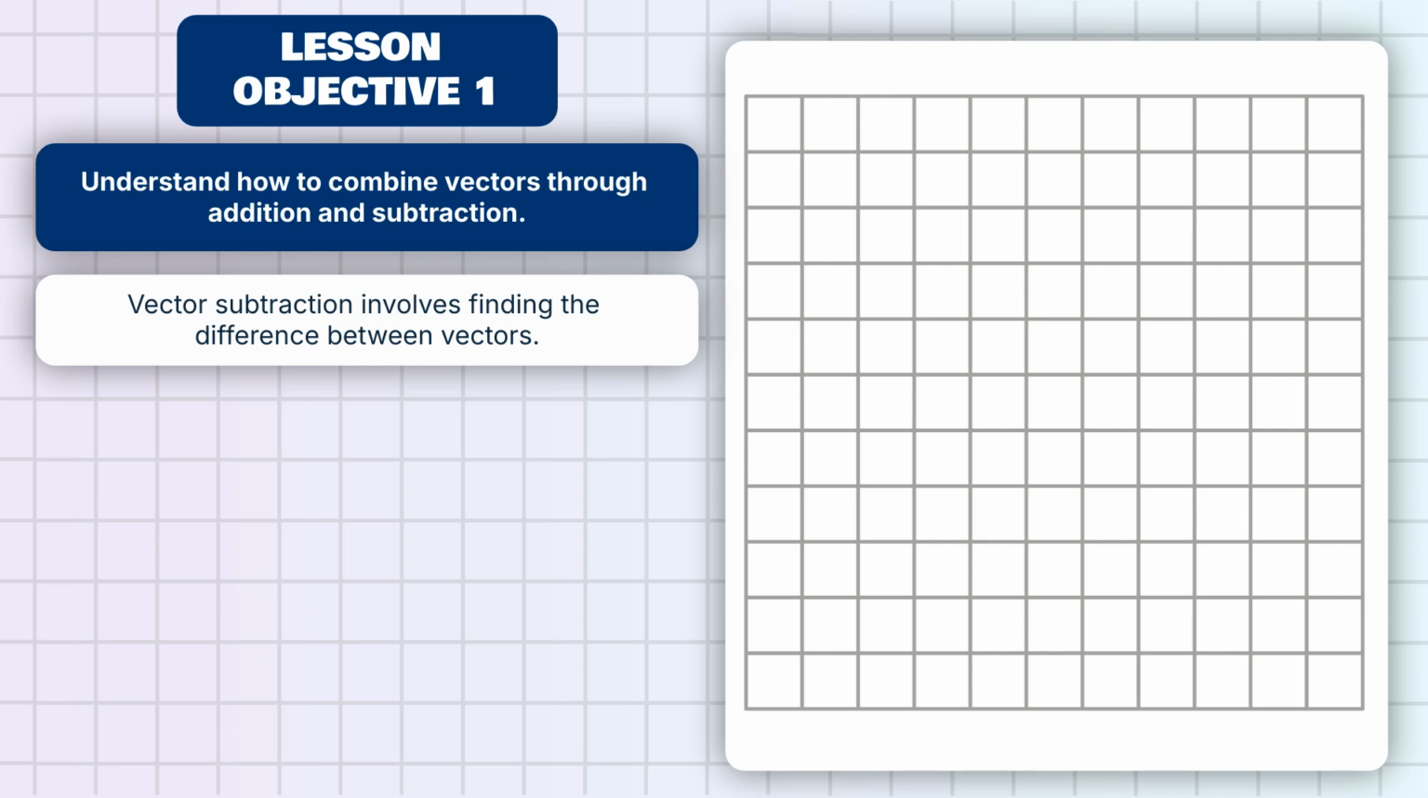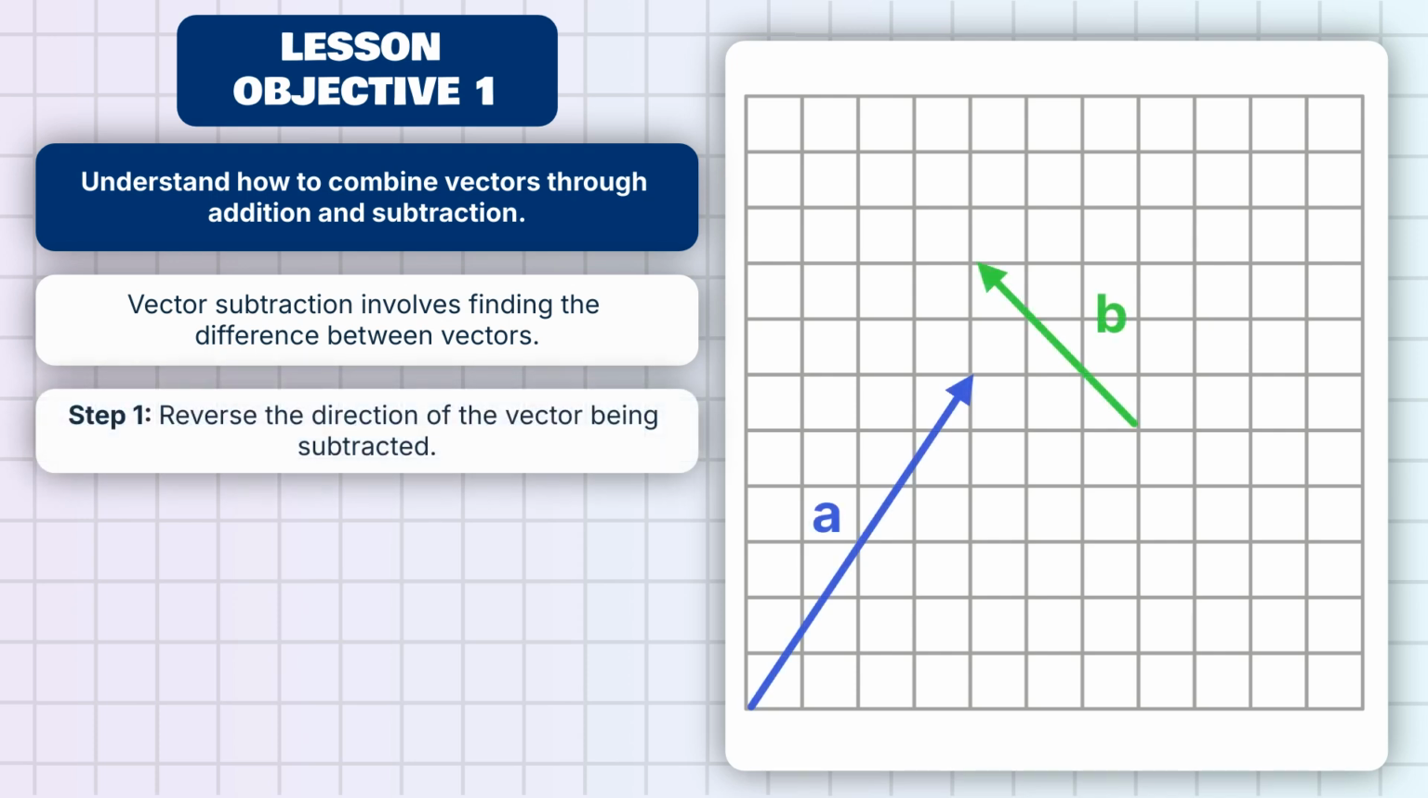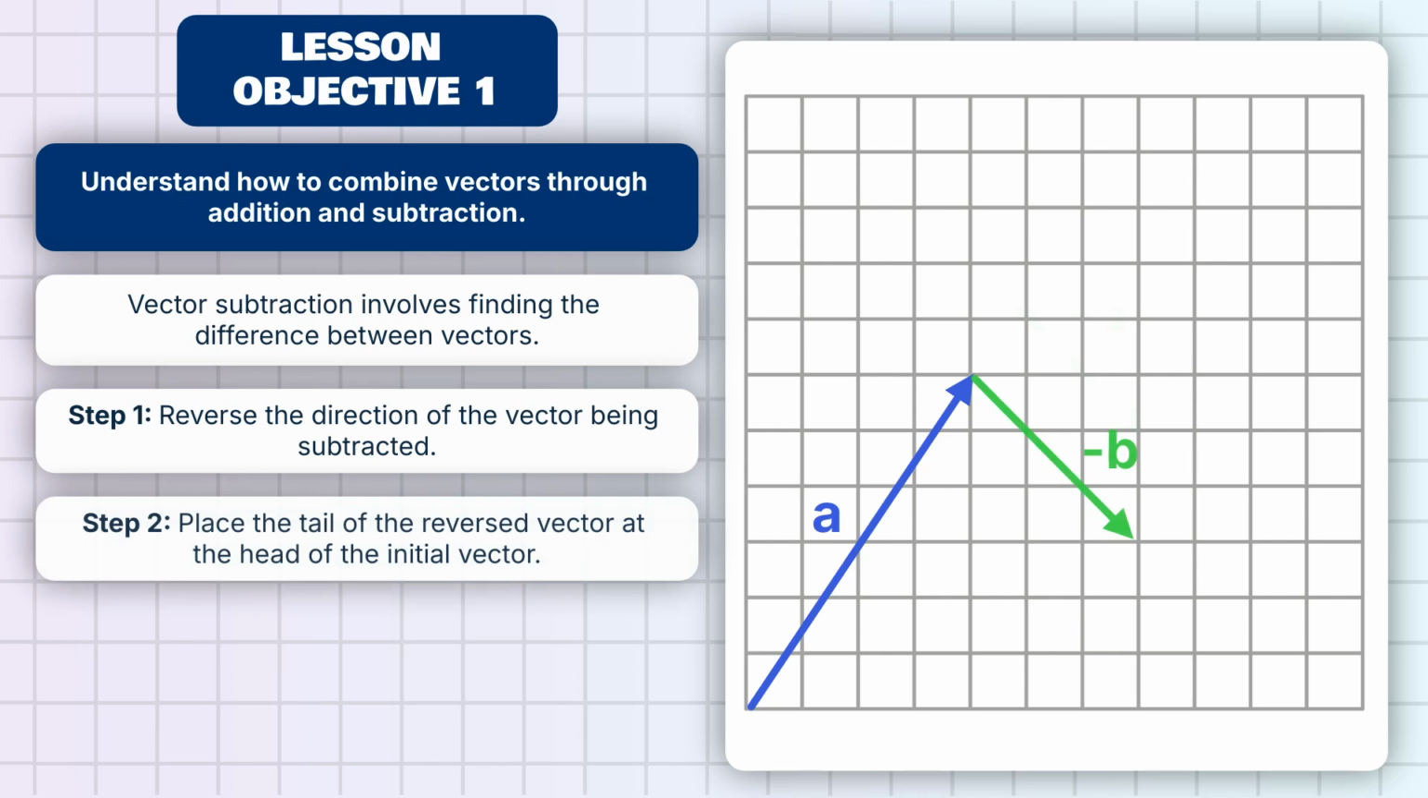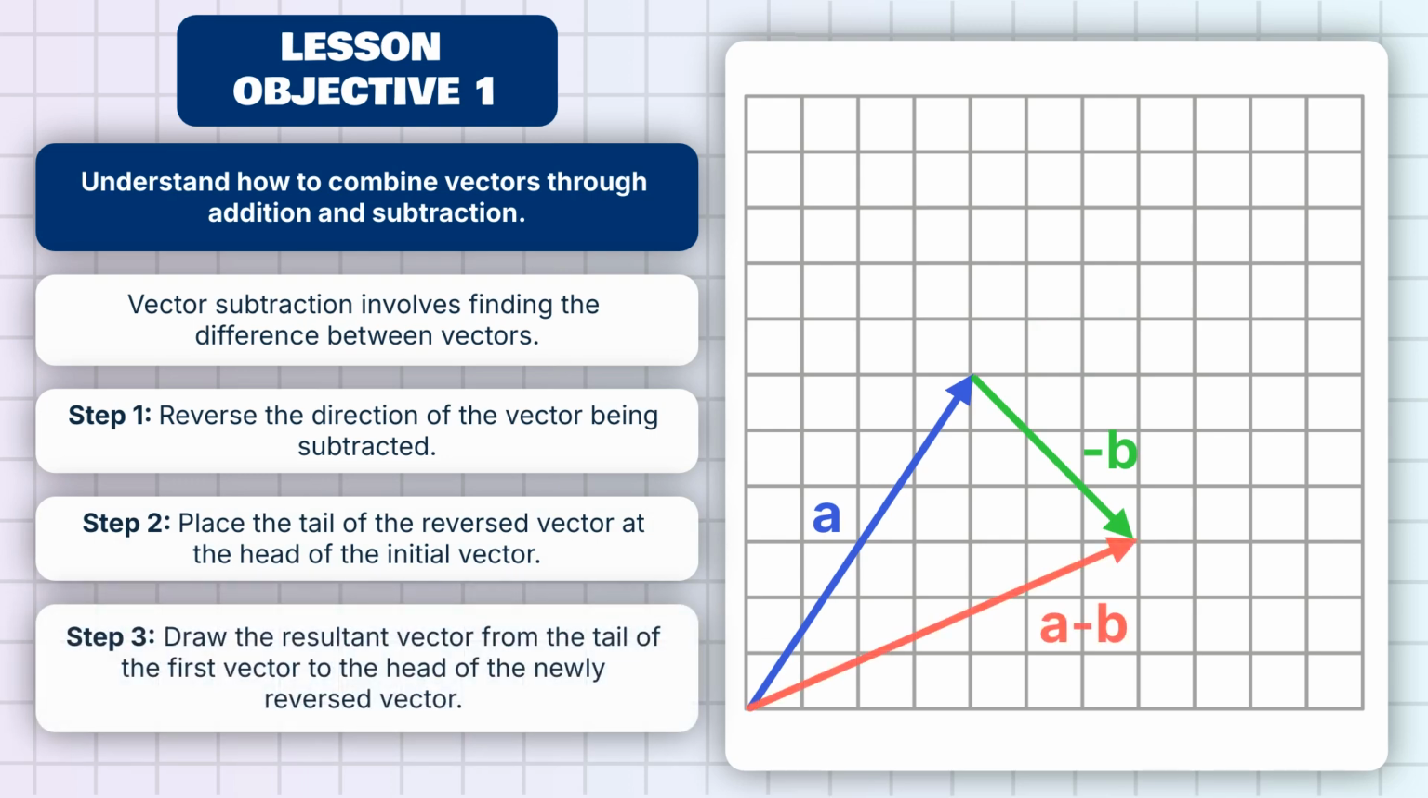To subtract vector b from vector a, we first need to draw vector a as normal. Then we need to reverse the direction of vector b to make it vector minus b. Next, we place the tail of vector minus b at the head of vector a. Finally, draw the resultant vector from the tail of the first vector to the head of the last vector.